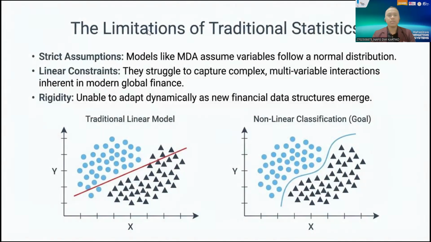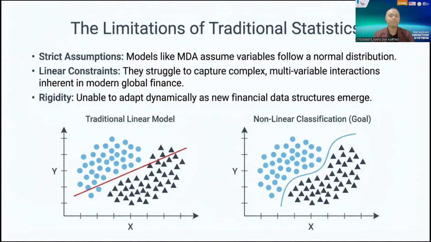As we can see in this presentation, the limitations of traditional statistics. The first limitation is strict assumptions, like multiple discriminant analysis assuming variables follow a normal distribution. The second limitation is that it only uses linear constraints. They struggle to capture complex multivariable interactions inherent in modern global finance. The third limitation is rigidity, so the models are unable to adapt dynamically as new financial data structures emerge.